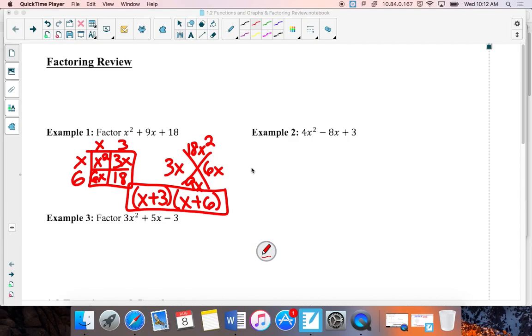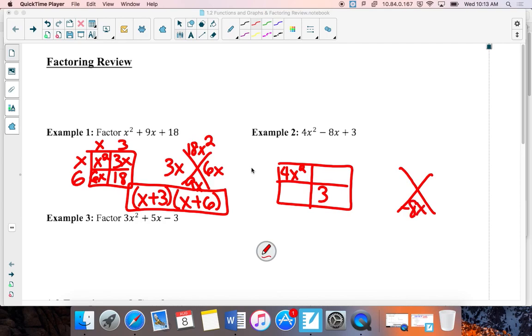Now for the second one, we do the same thing. We draw our box, draw our X. We do 4x squared in the top left, positive 3 in the bottom right, negative 8x in the bottom of our X. Now we take 4x squared times 3, so that gives us 12x squared. So we want what multiplies to 12 and adds to negative 8. That would be a negative 6x and a negative 2x. So we plug those into our boxes, negative 2x, negative 6x.